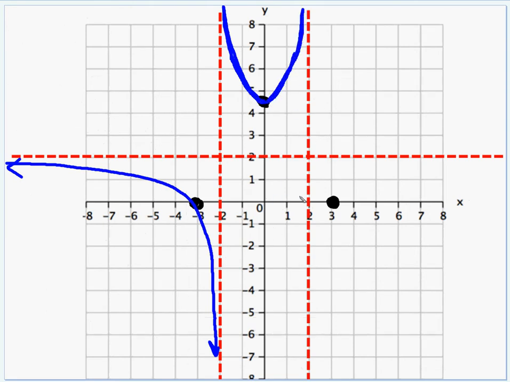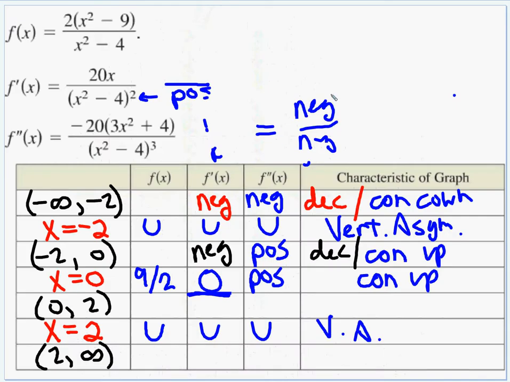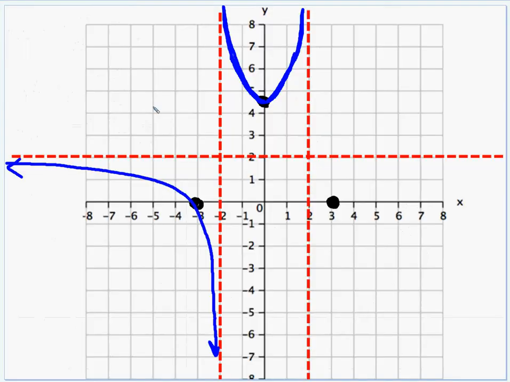But let's check that interval from 0 to 2. From 0 to 2, I'm going to put in a +1. So now my derivative numerator is positive over the positive denominator. That's a positive first derivative. And the function is increasing. And if we put the 1 into the second derivative, we're going to get the same negative over negative, which is positive. And that is concave up. So increasing and concave up, and we've already sort of filled in that part of the graph, and that makes sense. Increasing and concave up.